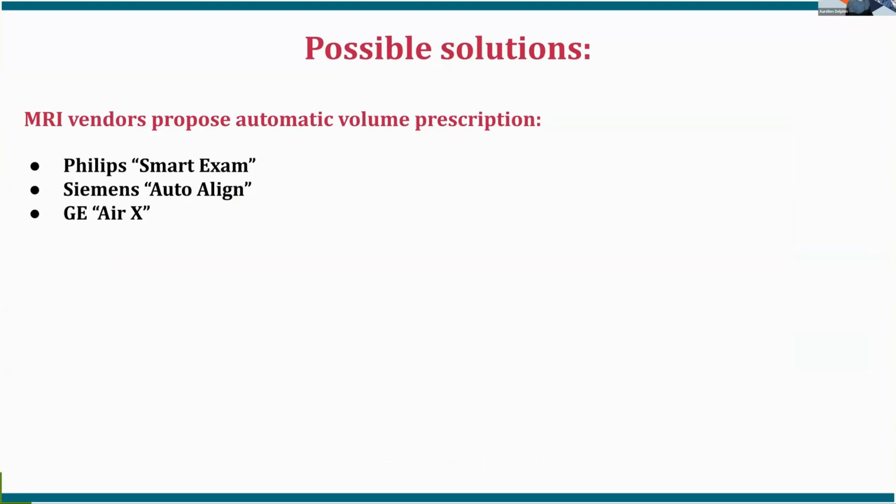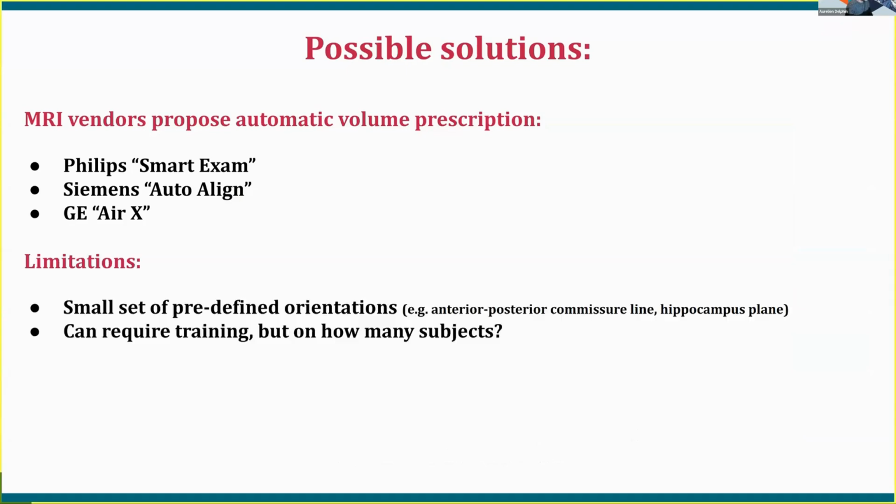So the first thing that we thought of is the automatic volume prescriptions that some vendors propose. So Philips has the Smart Exam, Siemens has the AutoLine, GE has the AirX, and I think all the vendors have something. But first, it's usually limited to a small set of predefined orientations. So the AC-PC line, for example, which is whole brain imaging. It's not just spectroscopy. And if you want to train those tools for other orientations, you can, but you need quite a number of subjects.